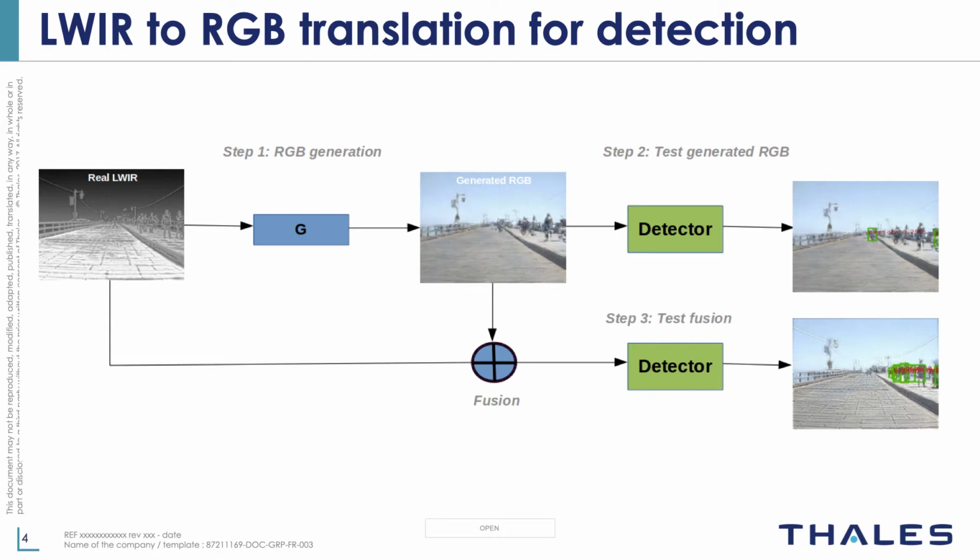Displayed is an overview of our first approach. We translate the long-wave IR to RGB. The synthetic RGB imagery is then passed to an RGB detection network. This removes the need for large labelled long-wave IR imagery for training. In addition to testing the synthetic RGB imagery, we combine the synthetic RGB with the original long-wave IR and test it. This is to maintain structural details and improve F1 scores.